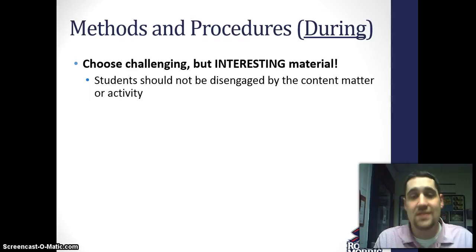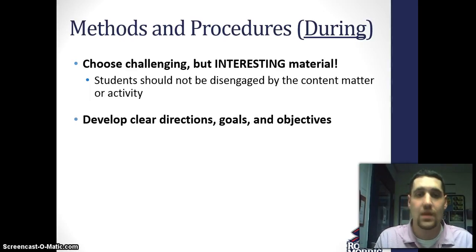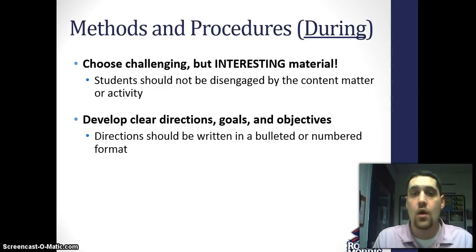Okay, if students are disengaged, they lose what's actually being taught to them. Develop clear directions, goals, and objectives. You have to make sure that the students understand every process of what they're learning, which first comes in saying that directions need to be written. They need to be clear.